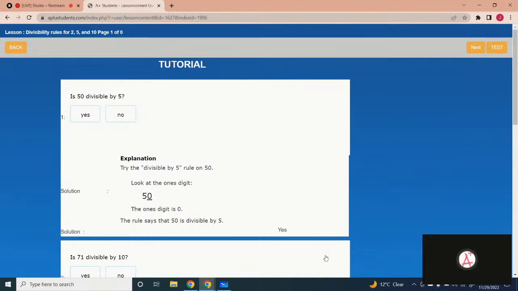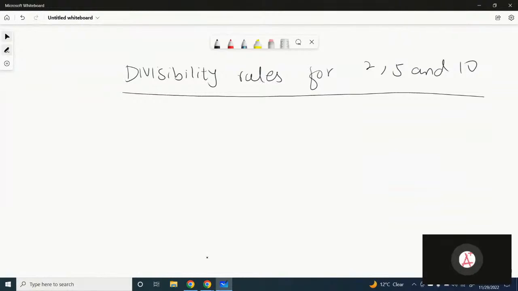Okay. The next one is divisibility rules for 2, 5, and 10. So what are the divisibility rules? That means you actually don't have to divide them. You have to apply some of the rules and you can see if the number is divisible by 2 or 5, yes or no. Got it? Let's start with the divisibility rule for 2.